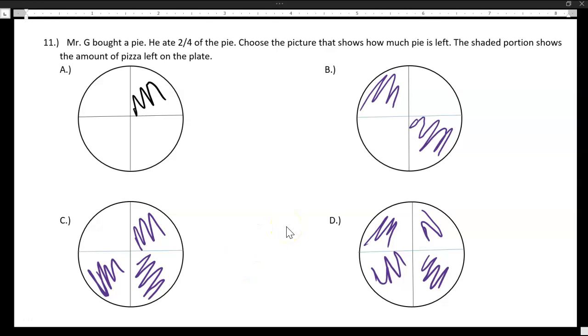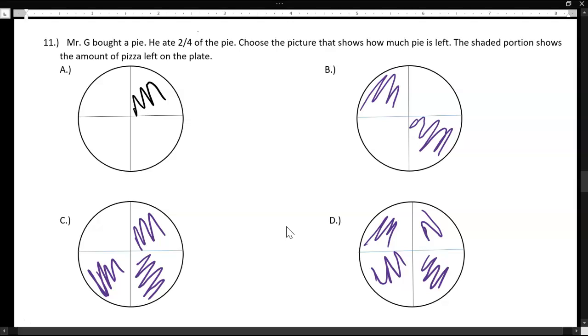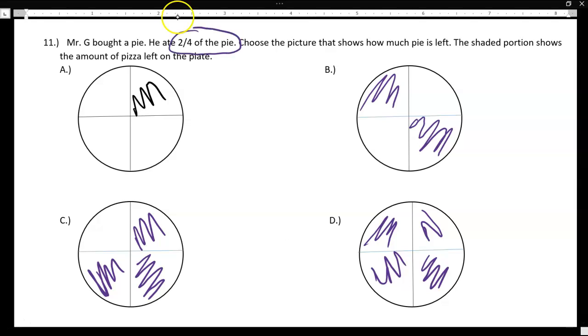All right, number 11. Mr. G bought a pie. He ate 2/4 of the pie. Choose the picture that shows how much pie is left. The shaded portion shows the amount of pizza left on the plate. So, I ate 2/4 of the pie.